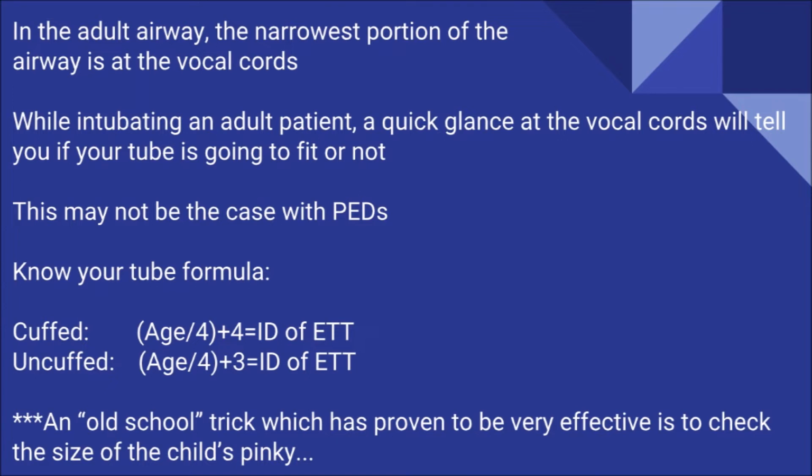An old school trick, something you can just remember for later, is to look at the size of the child's pinky. And very often that will be very close to an applicable tube size. Now, you're not going to have a box you can check on an ACLS exam for that, right? You're not going to be able to say, oh, I just used the pinky. You need to remember the formula. You need to use the formula and commit it to memory. The bottom part's just a trick.